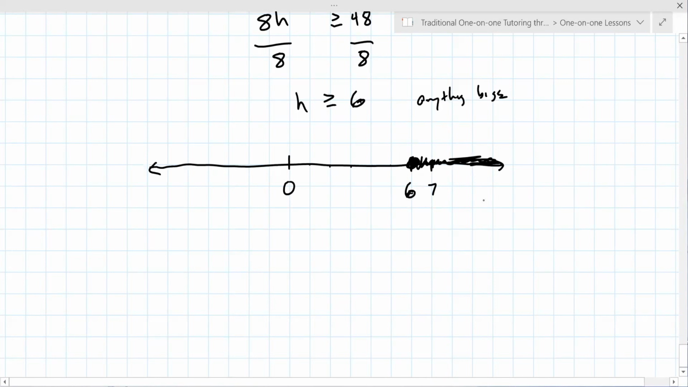7 is. How about 8? Is 8 okay? Yeah, 8 is okay. How about 9? Right. Everything till the end is okay. Here's what I just heard. You said everything bigger than 6 is good. So 6, 7, 8, 9 forever. Yeah, that's right.